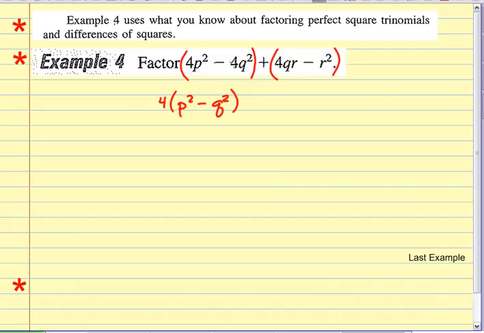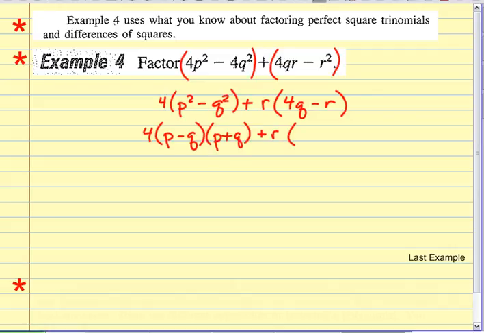Difference of 2 squares, but hang on. It still may not work that way. Let's look at the other one. The other one, they both have an r in them. R times 4q minus r. That's ugly. Well, hang on. I know that this first one is 4 times p minus q times p plus q, because that's what happens to a difference of 2 squares. It breaks down into that. Plus r times 4q minus r.